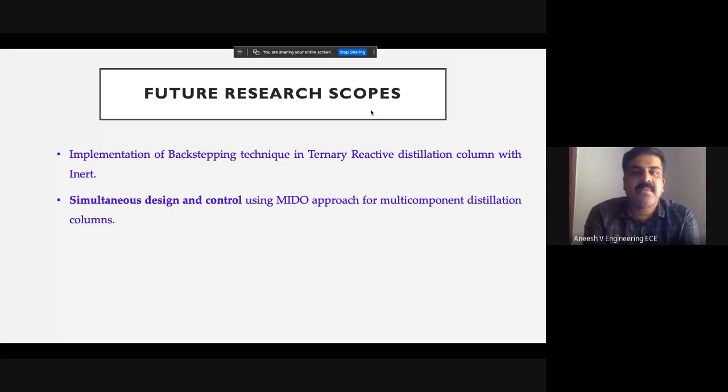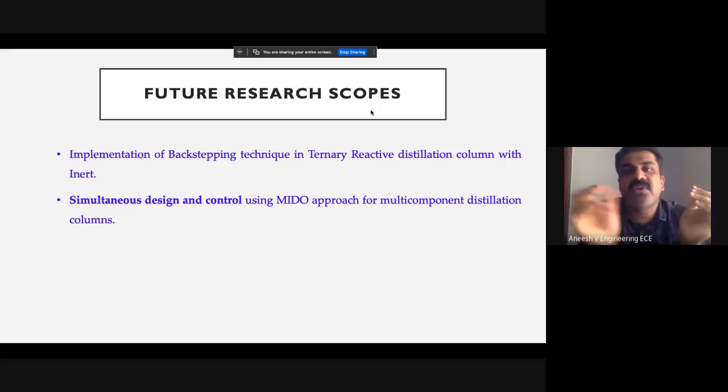But simultaneous design and control using MIDO will not work well with MATLAB. Why? Because in all these cases we are generating certain unknown variables. These unknown variables may lead to time consumption. I ran this particular experiment in a process, but I got an error after 12 hours. I continuously ran it, and after 12 hours it showed an error with MATLAB.